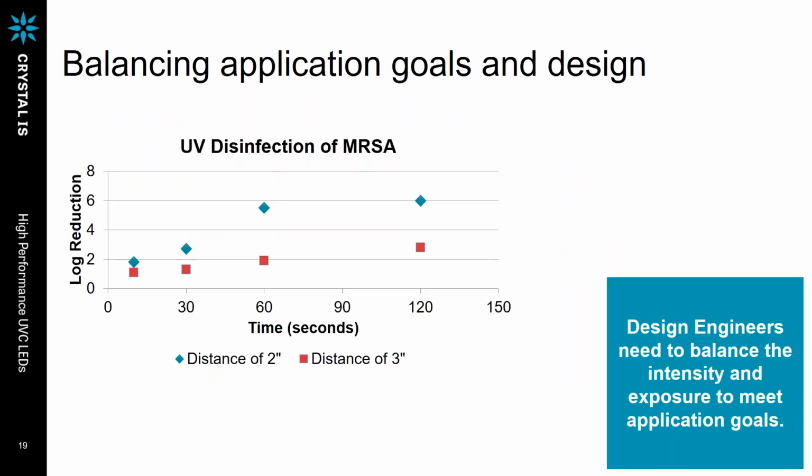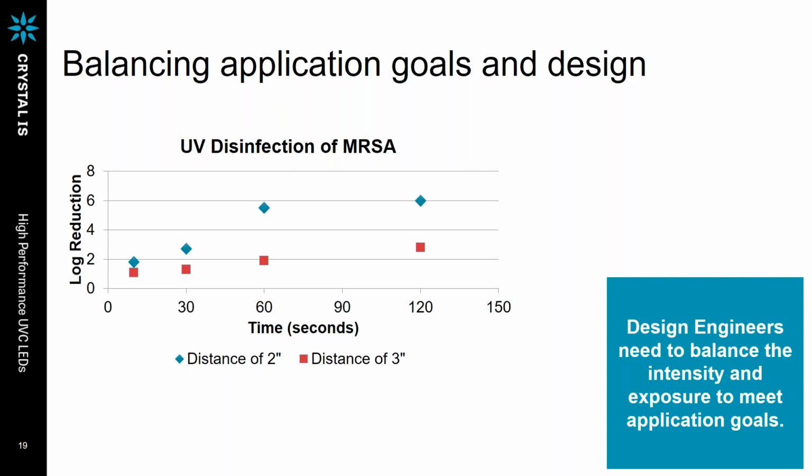Here we are looking at just one example for balancing the goals for MRSA disinfection. We are looking at two different distances, a distance of 2 inches and a 3-inch distance, with log reduction on the y-axis and time on the x-axis. What you see is that for 2 log reduction, the 2-inch and 3-inch distances are not a big difference at 15 seconds.